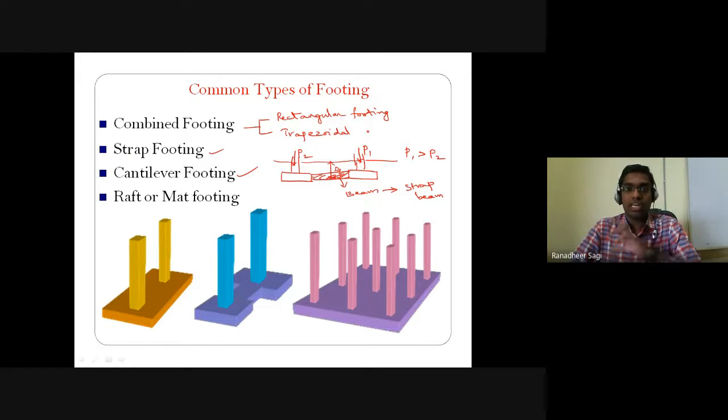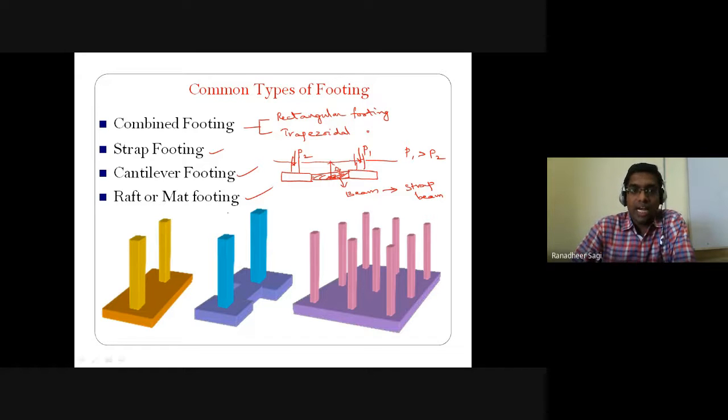The cantilever member connecting those two individual footings at different elevations is trying to redistribute the load from one footing onto the other footing, in order to ensure a uniform pressure distribution from that footing onto the soil below it.